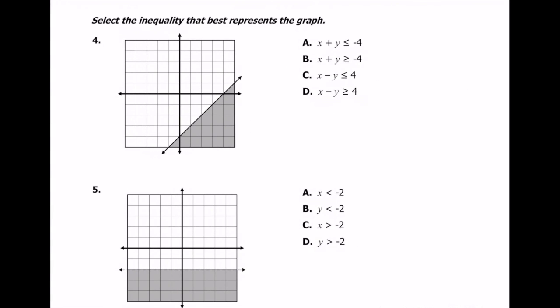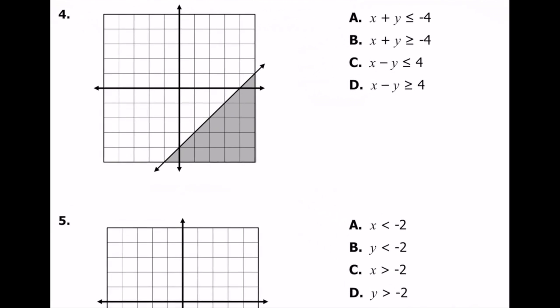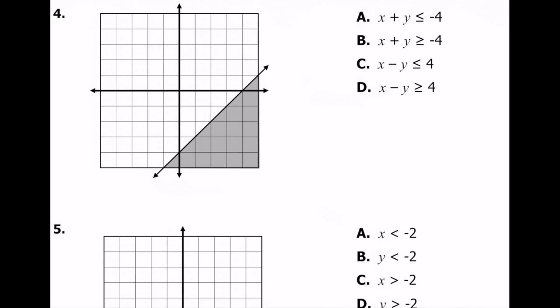Next up, questions 4 and 5 are multiple choice. So our inequalities are already graphed, and we want to see which equation matches it. So we have to work backwards a little bit here. Let's identify the y-intercept of this graph. So where does the graph touch the y-axis? That happens here at negative 4.